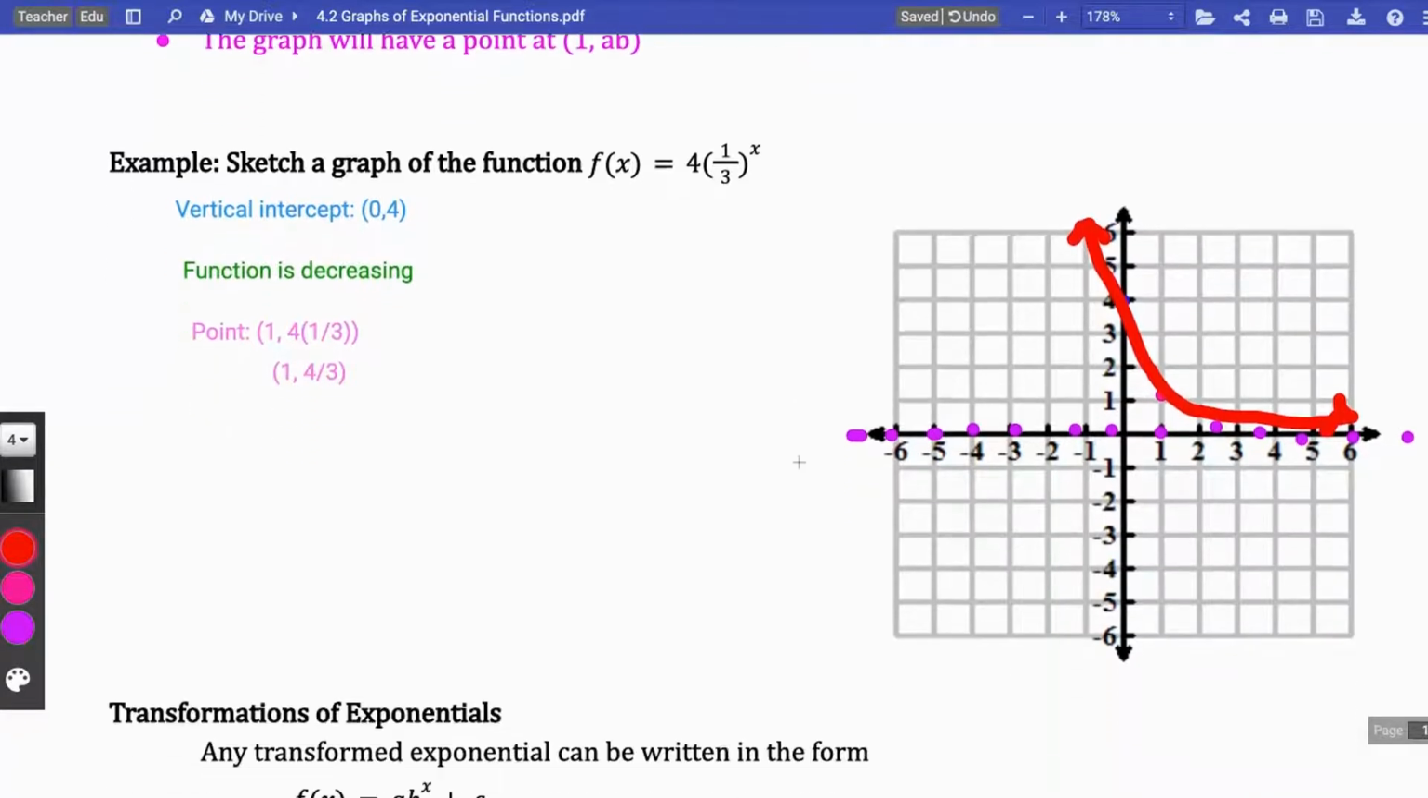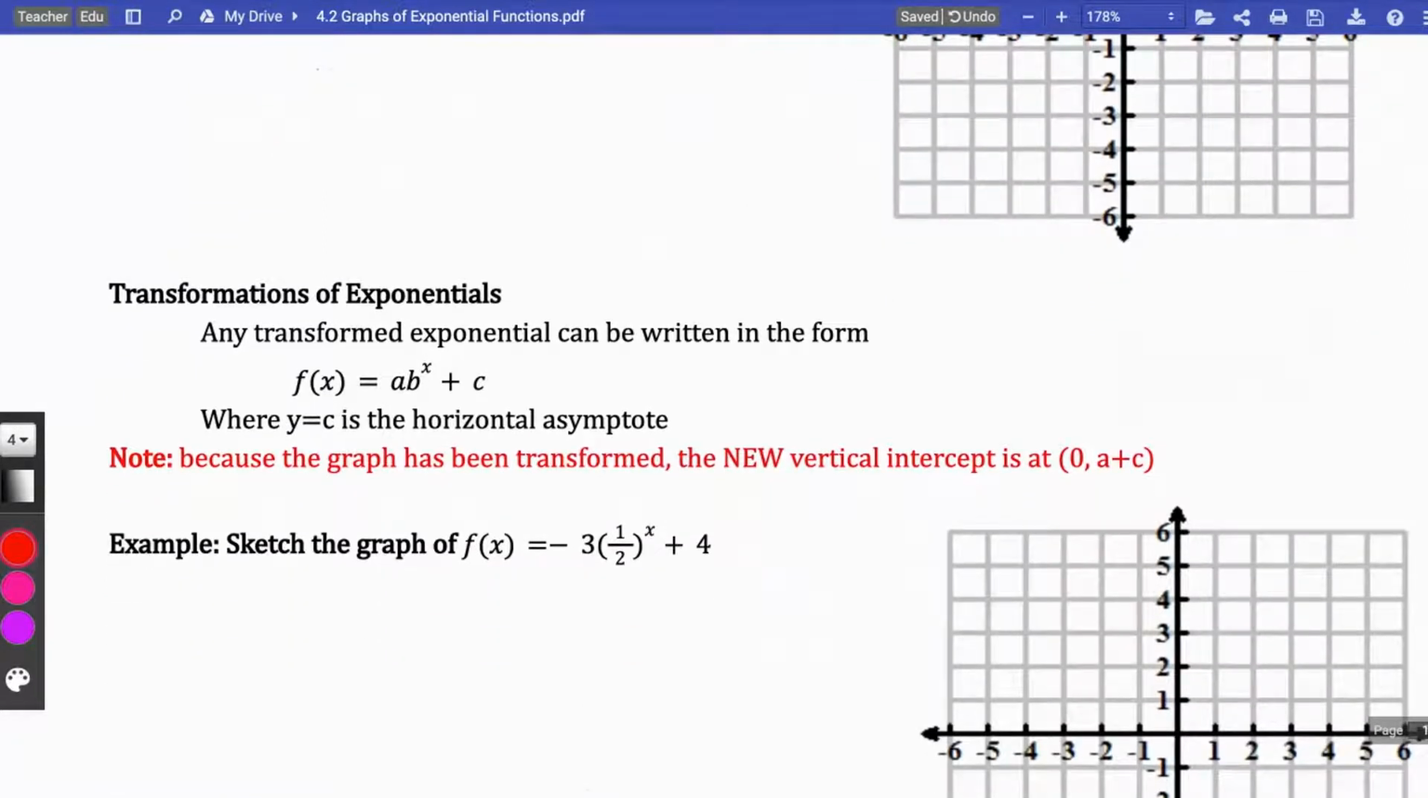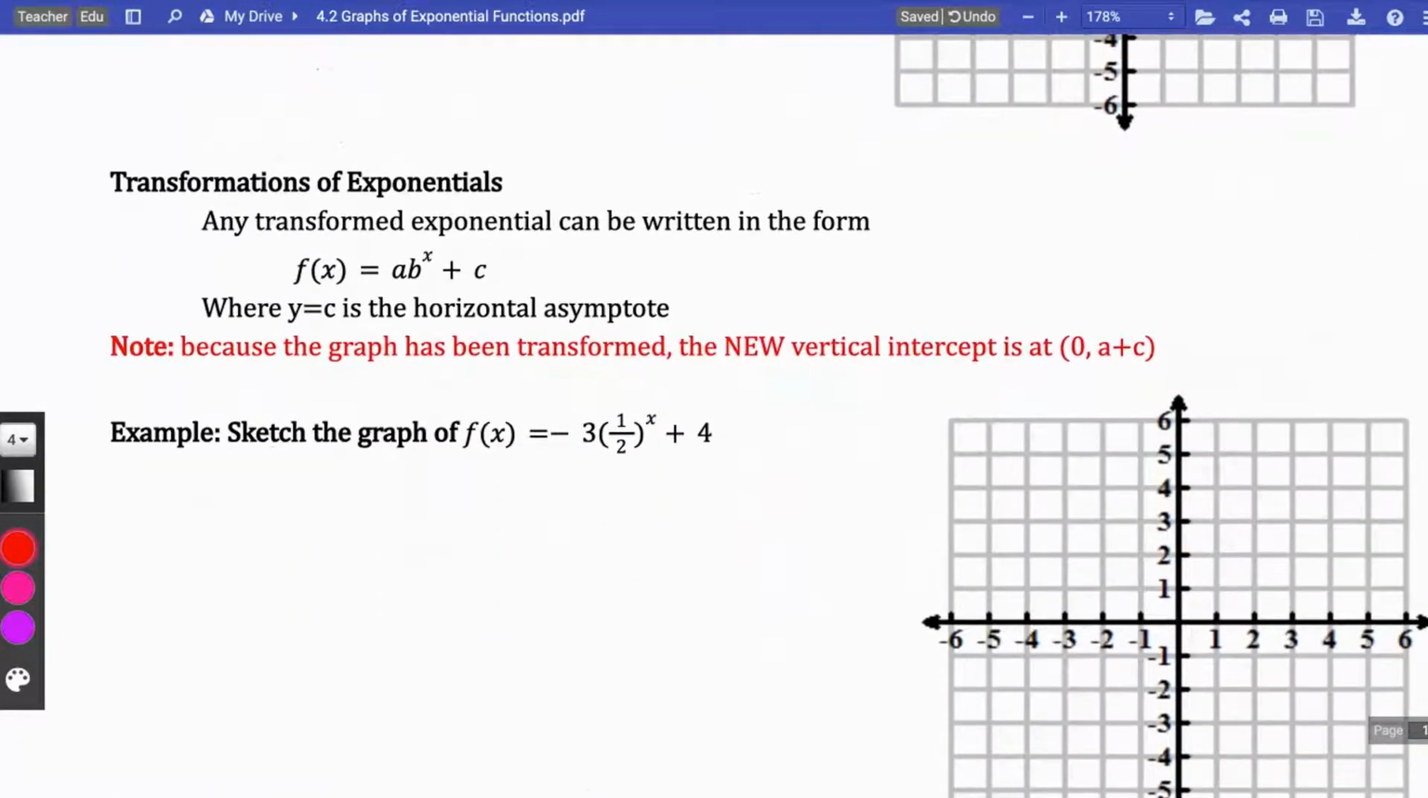Okay. So next, we're going to talk about transformations because transformations are a little bit different. This is where now we're looking at adding a number. Any transformation can be written as f of x equals a b to the x plus c, so that same function, but now we're adding c. And in this case, c is the horizontal asymptote. And because it has a new horizontal asymptote, the new vertical intercept is at a plus that c value.